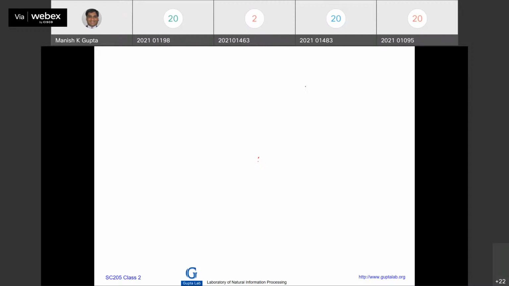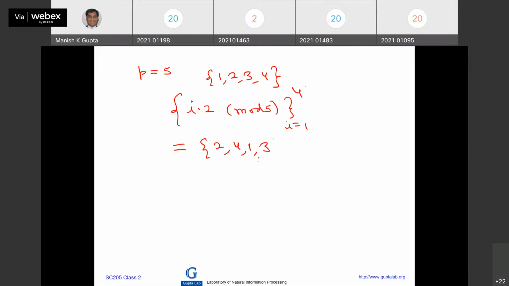Let us take a prime, and let us take a set. I consider this set i times 2 mod 5, i is equal to 1 to 4. So I started with the set 1, 2, 3, 4, and there is a given prime p equal to 5. Now every element of the set I multiply with 2. 2 is a fixed number; I can take any number a. Right now I'm just multiplying it with 2. What do you think you will get here modulo 5? Let us write it down. We will get 2, 4, 1, 3. Right?